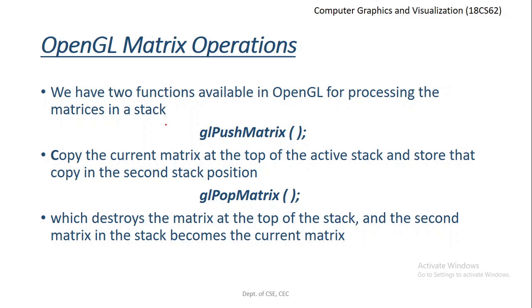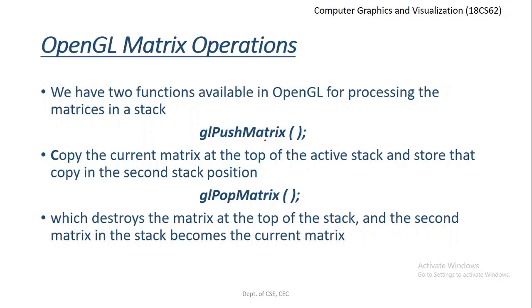So we have two functions available in OpenGL for processing the matrices in a stack. First function you have is glPushMatrix. This function copies the current matrix at the top of the active stack and stores that copy in the second stack position, right? You have one more function, glPopMatrix, which destroys the matrix at the top of the stack, and the second matrix in the stack becomes the current matrix. So these are the two functions to perform the push and pop operations on the matrix stack.